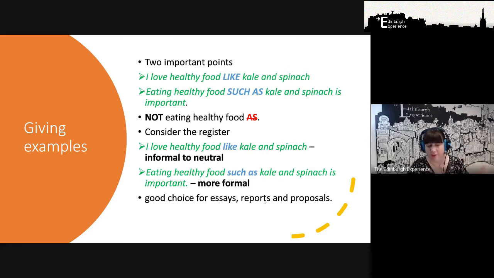So it's useful to have both because you can have more ways to give examples. But if you were writing an informal email to my friend, I would not use that structure, okay? It's overly formal. And the most important thing is to remember that, yeah? It has to have the word such. You can't use as by itself.